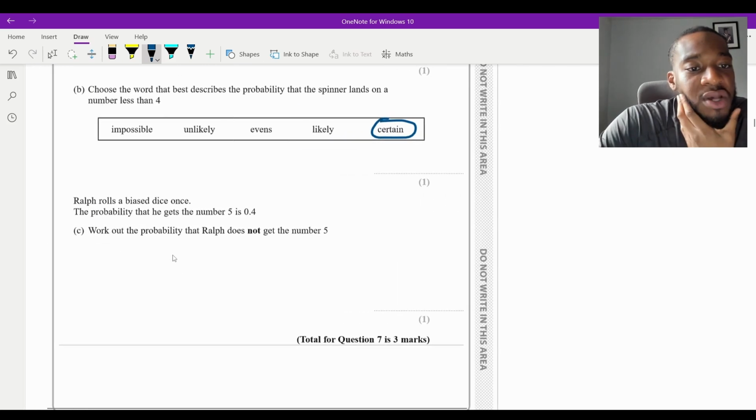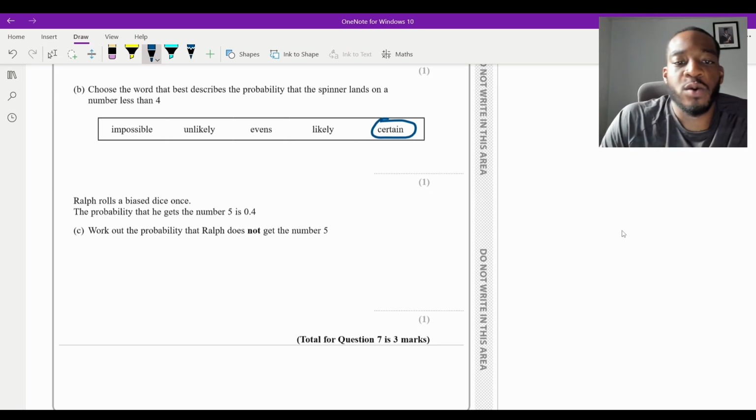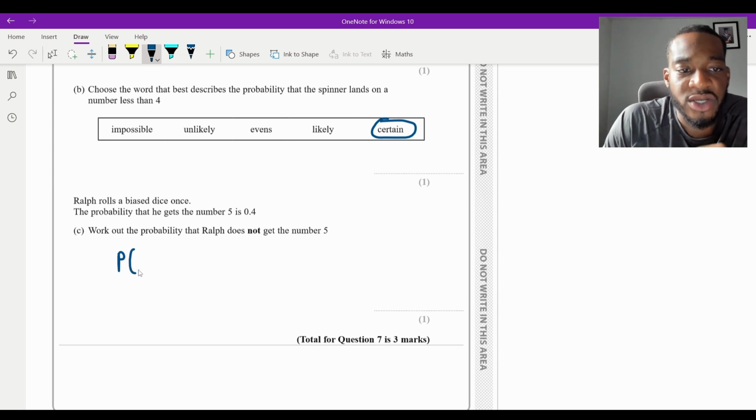Now, part C says, let's just zoom in a little bit. It says Ralph rolls a biased dice once. The probability that he gets the number 5 is 0.4. Work out the probability that Ralph does not get the number 5. Well, remember, we're dealing with probability here. We know that the probability of it landing on 5 is 0.4.